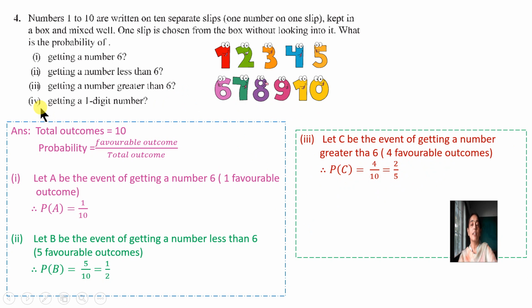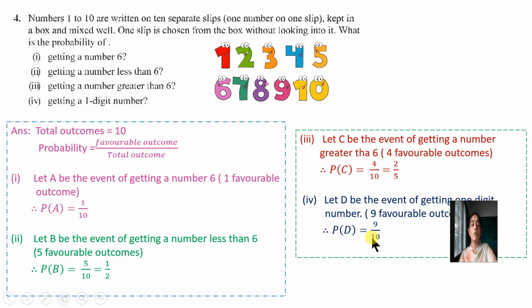Now let's take the next question, getting a one-digit number. As usual, we name the event. Let D be the event of getting a one-digit number. How many are one-digit numbers here? Till 9 all are one-digit numbers, so total 9. So 9 is the favorable outcome. Therefore, P of D is equal to 9 upon 10. We cannot simplify this further, so it will remain as it is.